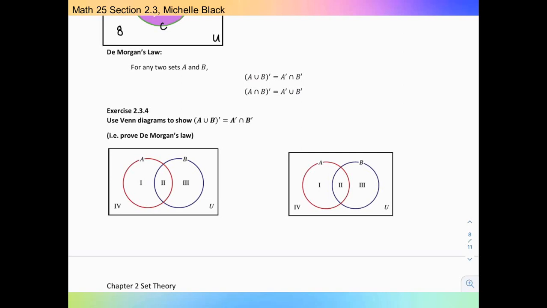Let's start with the one on the left, and I'm going to have this picture represent A union B complement. And we're just proving the top law. So this is this law. We're going to show that we end up with the exact same regions shaded in.